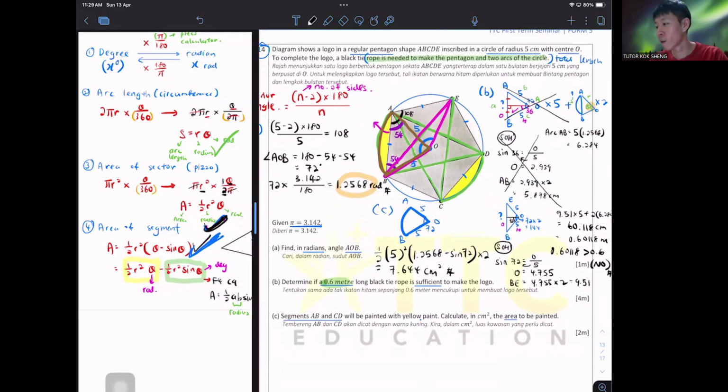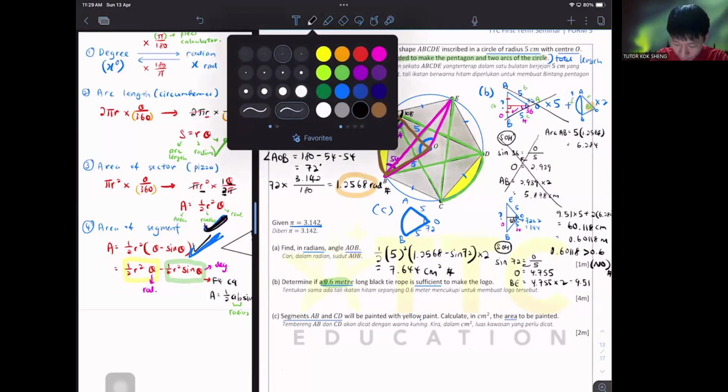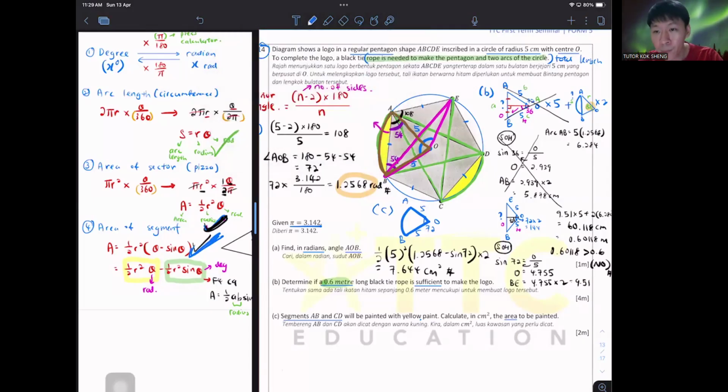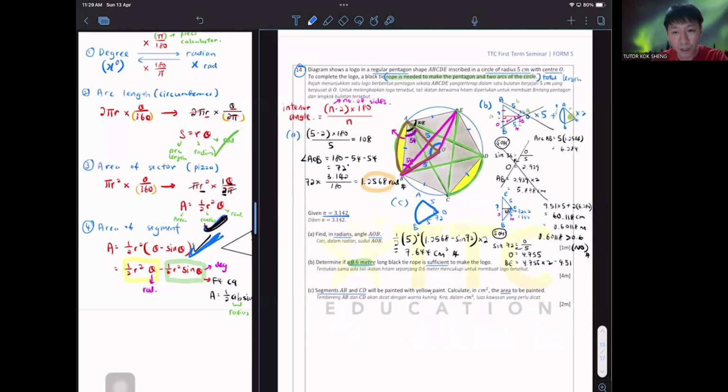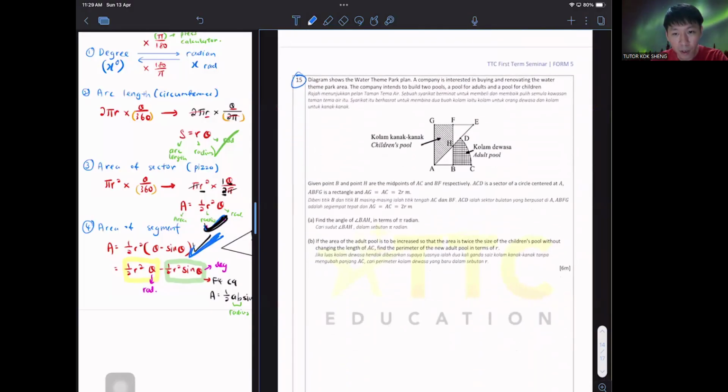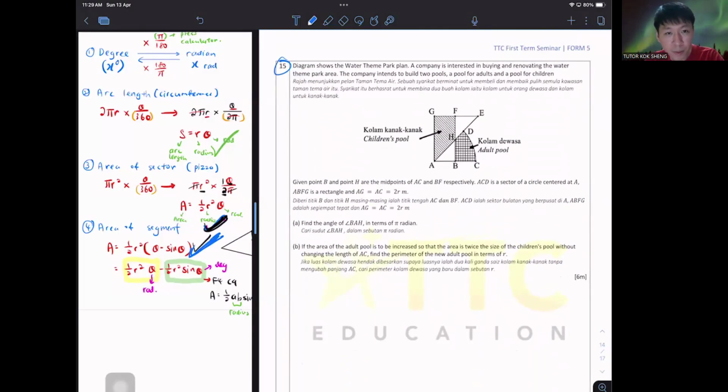Okay, hopefully I'm still alive. We got one more to go. 15. One more. Okay, so 14 done. Let's go to the last one. 15. So total 6 marks. Okay, let's go.